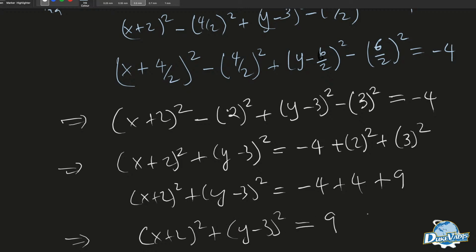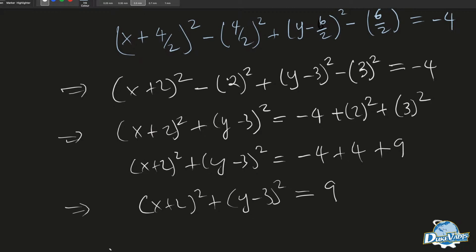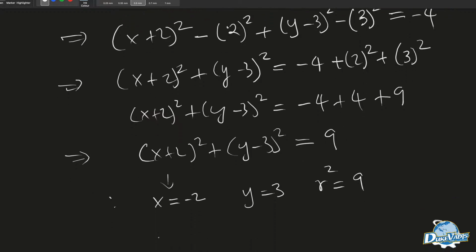So eventually we're going to get x plus 2 squared and y minus 3 squared equal to 9. Meaning here x plus 2 equals 0, that will give x equals negative 2, and y minus 3 equals 0, so y equals 3. And r squared is equal to 9, meaning r is equal to 3. So our center is negative 2, 3, and r is equal to 3.